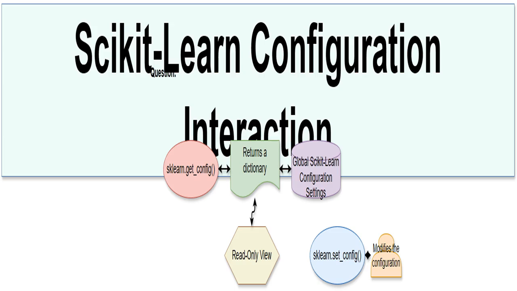This describes the overall theme, which is interaction with scikit-learn configuration. This covers both retrieving, using sklearn.get_config, and modifying, using sklearn.set_config, the settings. Understanding these two functions is key to mastering scikit-learn's configuration aspects.